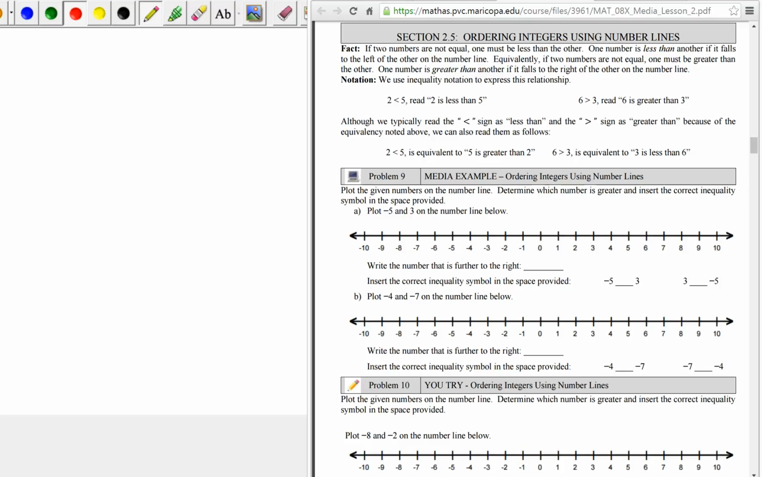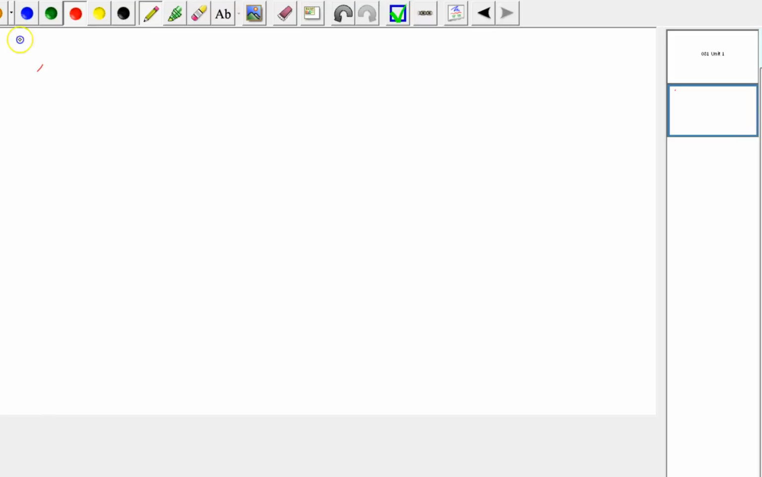Okay. So you're probably familiar with some of the issues students have with ordering integers. Again, they confuse magnitude with the sign of the number. So if they had -5 and 3, they might say -5 is greater than 3 because 5 is bigger than 3. Okay. Also, we want to focus on using less than and greater than.